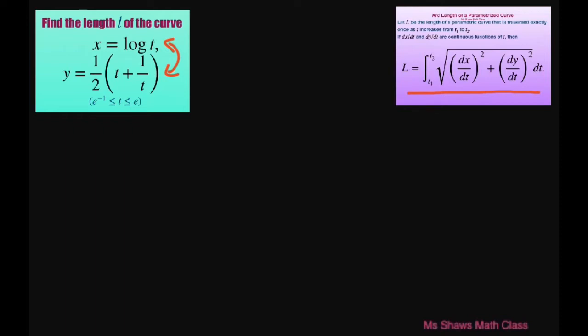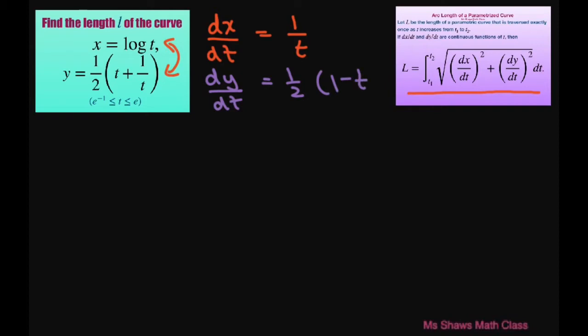So first we need to find the derivative of x with respect to t. And that's just going to equal 1 divided by t. And then we also need our derivative of y with respect to t. And that's going to equal 1/2 times 1 minus t to the power of -2. And then we simplify by putting it in our formula here.